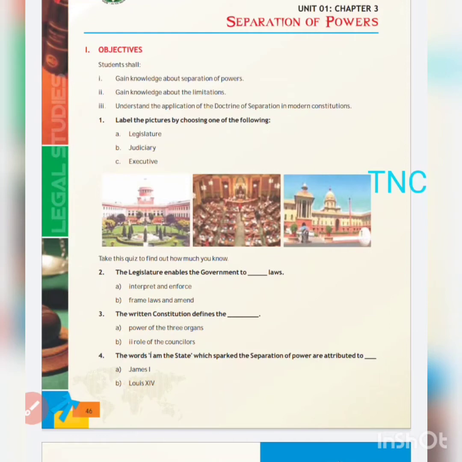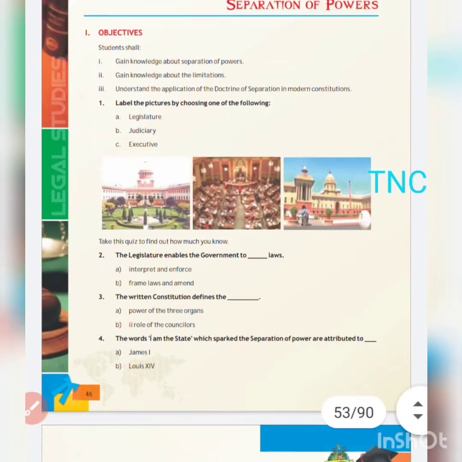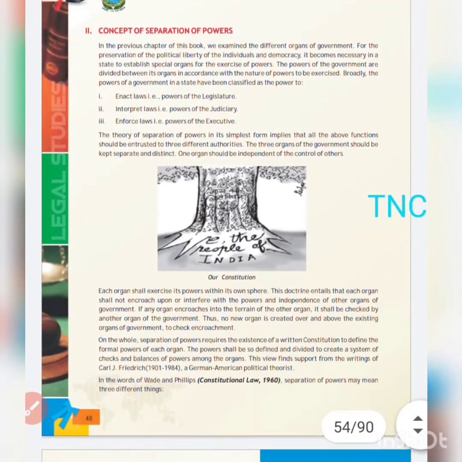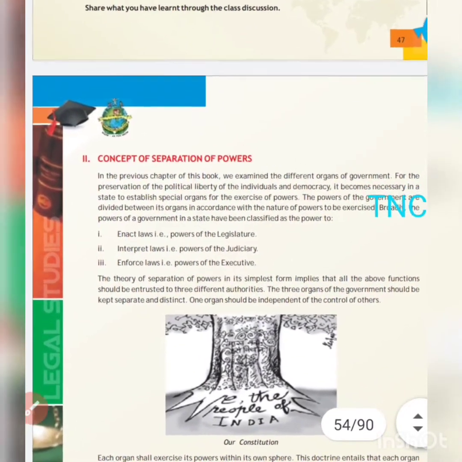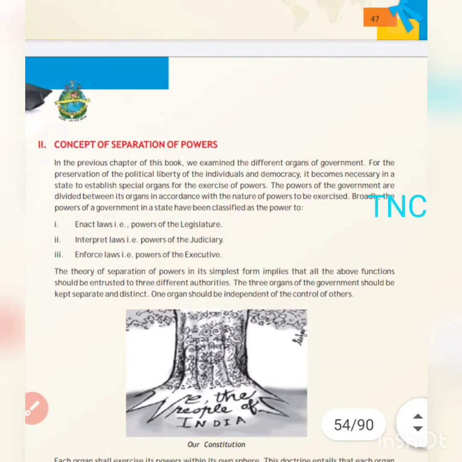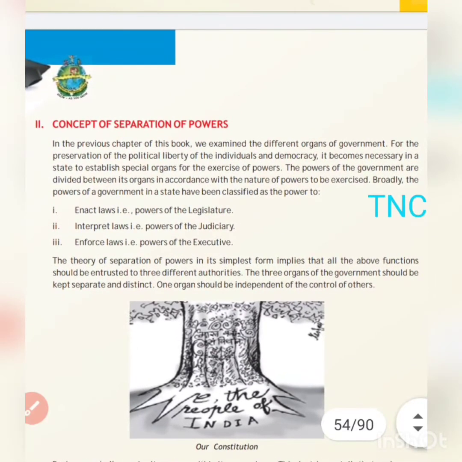So separation of powers is obviously between the three organs of government: legislature, judiciary and executive. Now, objectives, I am not going through; I am just coming to this part, the concept of separation of powers. I will begin my chapter 3 from this part. Whatever fill in the blanks and exercises are given, you need to do on your own.